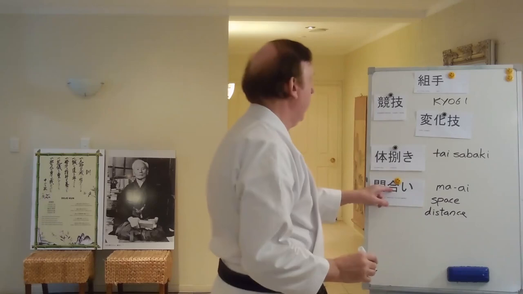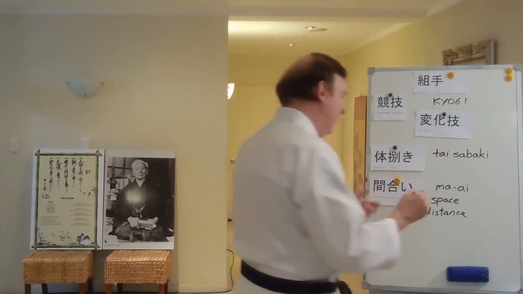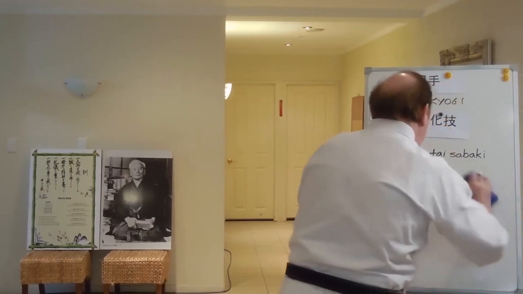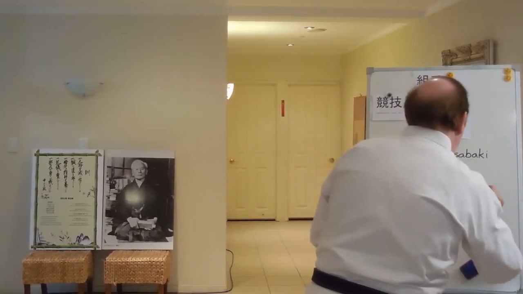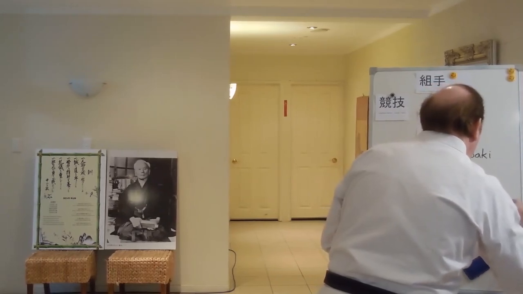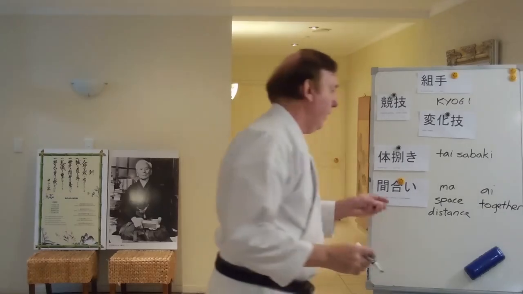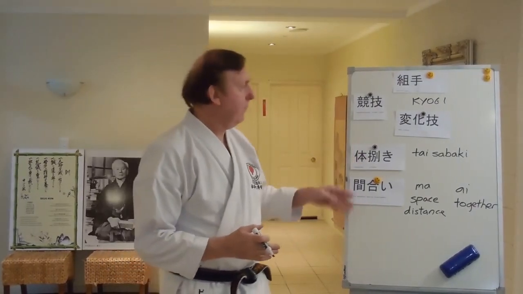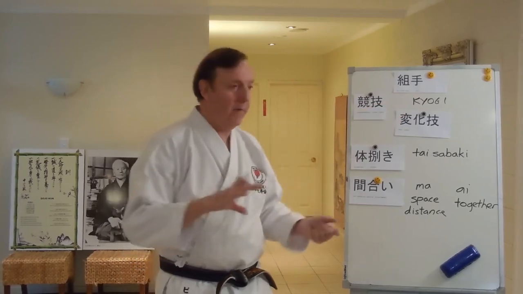And again, this ao or I means coming together. So this is I. So let's put that there. So the I bit here is come together. So the idea of space training, again, this is another concept to do with kyogi kumite, variations.